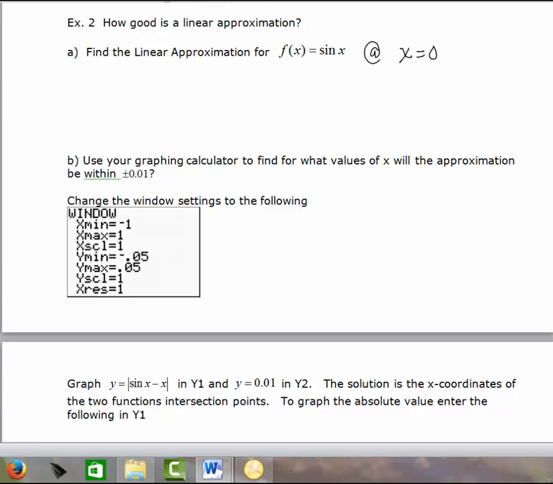I would pause the video. You can do this off, on the scratch paper, or do it right in here. But pause the video and find the linearization for sine x centered at 0, and then start the video up again to check your work.